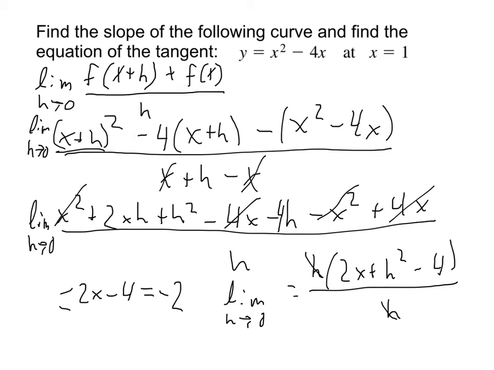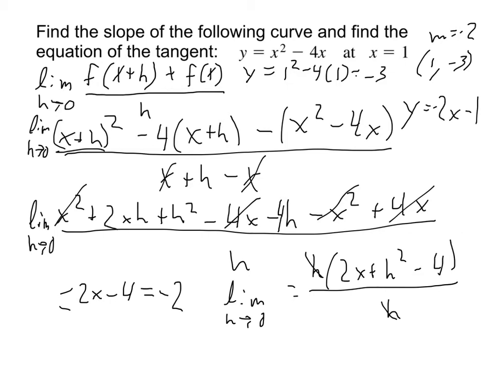So just pop that into point slope or whatever you want. Let's see. I need to find the y value here, so it would be y equals 1 squared minus 4 times 1. So that's 1 minus 4, that's negative 3. So I've got my slope m equals negative 2, my point 1 comma negative 3. So I'll plug that into point slope, put it into y equals mx plus b, we get y equals negative 2x minus 1 will be the equation.